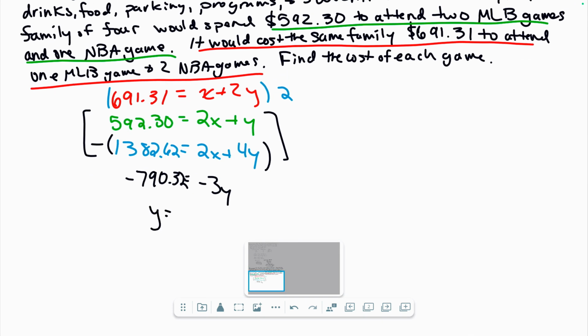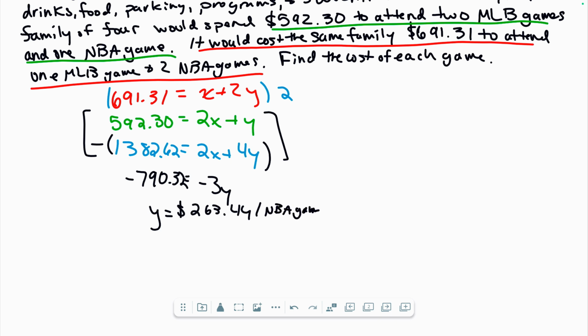Y equals, so this is the cost of NBA games. It's $164. Oh, sorry, $263.44. We could put per NBA game. Okay, I want at least the dollar signs. Now let's go find that other one.